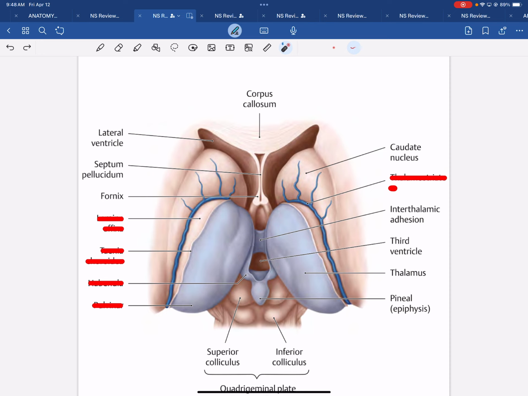Good. Makes melatonin. What does melatonin do? Good. Makes you sleepy, right? So it helps to regulate your circadian rhythm, right? Okay. Good.